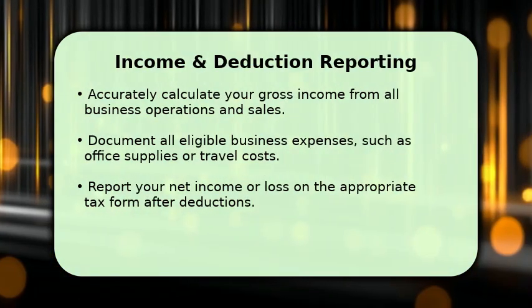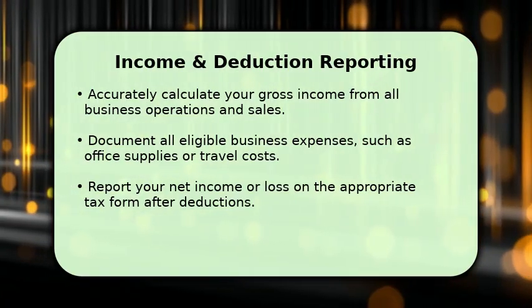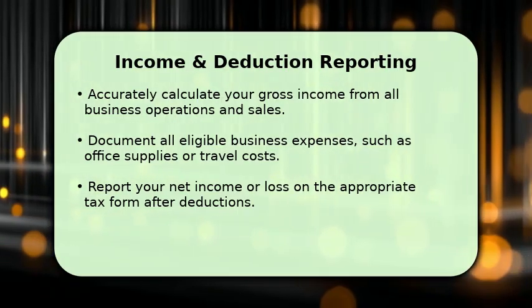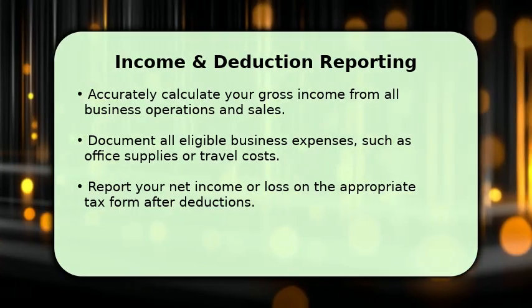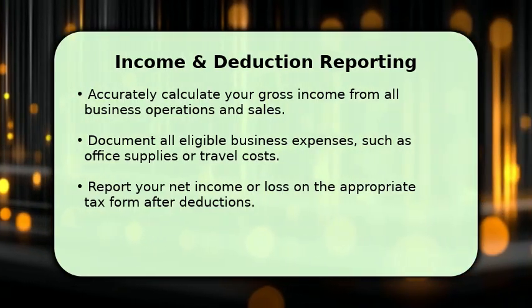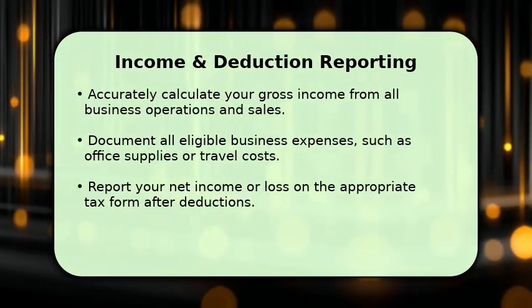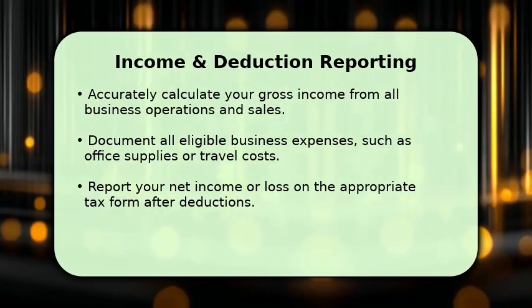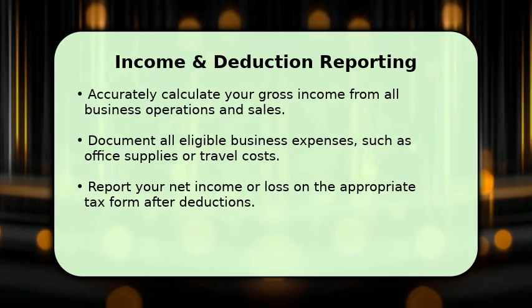Once you've selected your forms, the next step is accurately calculating and reporting your income and deductions. You'll need to determine your gross income from all business activities. Then, meticulously document all eligible business expenses, which can include everything from office supplies to employee salaries. After subtracting these deductions, you'll report your net income or loss on the designated lines of your chosen tax form, ensuring all figures are precise.